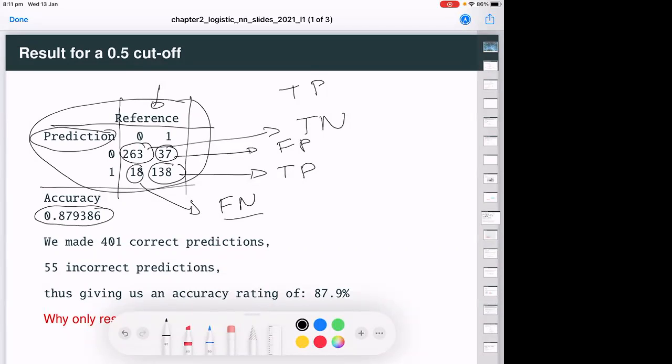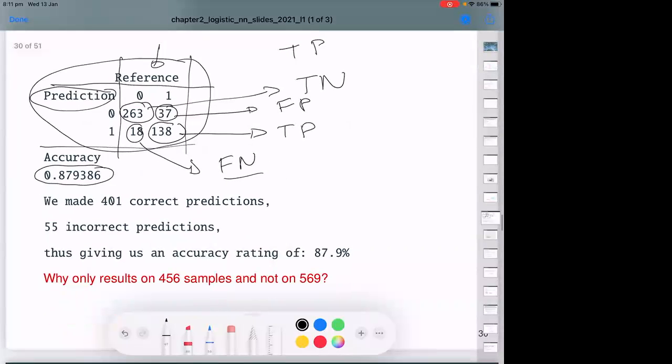Okay. In my sample, I have asked a question which is quite straightforward, but I wanted to know if you get it. I'll go through the question I put on the slides. I have 401 correct predictions and 55 incorrect, which gave me this accuracy. But I have used just 456 samples and not 569. Why? Okay, question from Matthew. You need to reply to Matthew first.